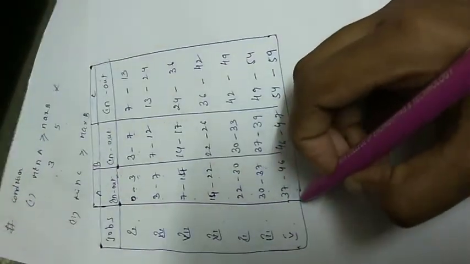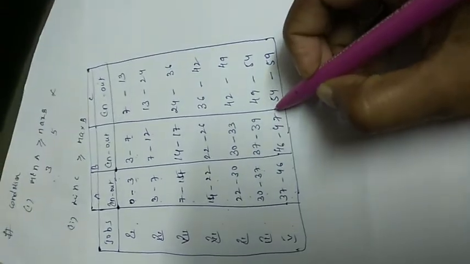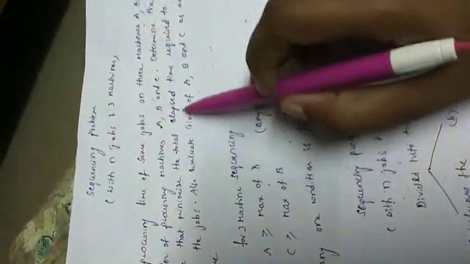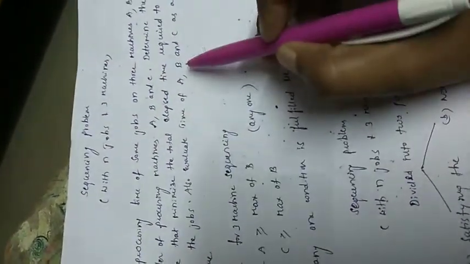Now we are going to find out what is asked exactly. He asked to find the total elapsed time and the idle time for A, B and C. First of all, total elapsed time.